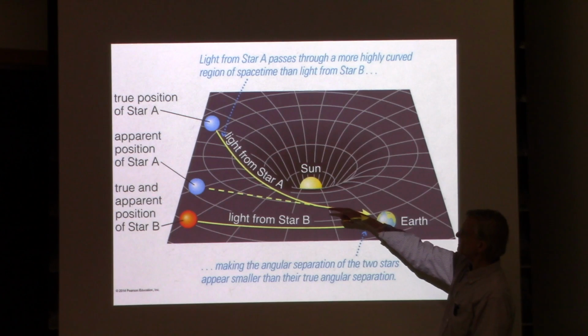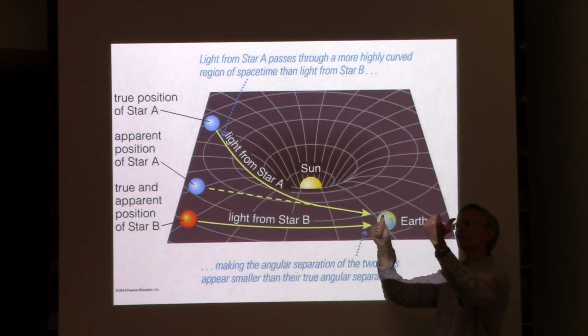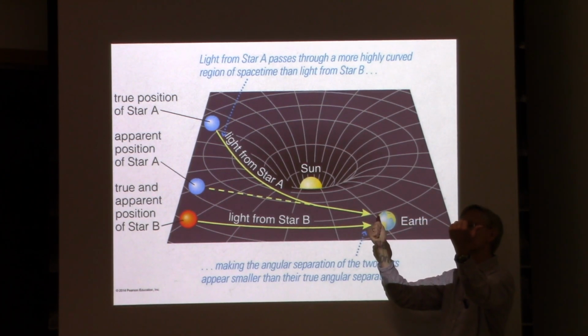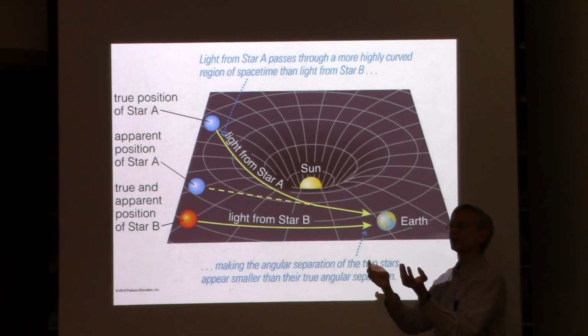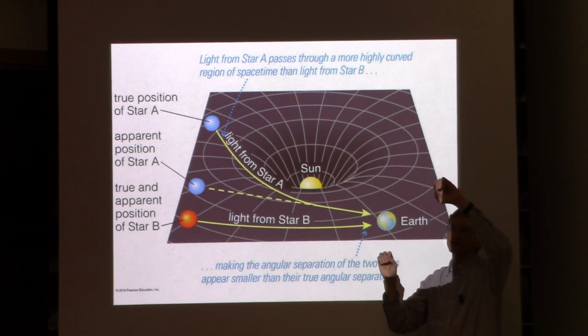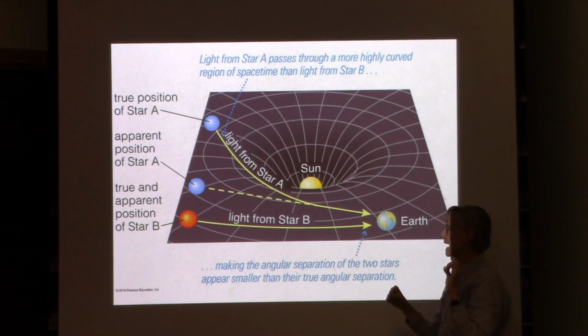And so we see star A shifted away from the location of the sun. Now in reality, at the sun's surface, the total shift is about 1 arc second, 1/3600th of a degree, so this is greatly exaggerated.